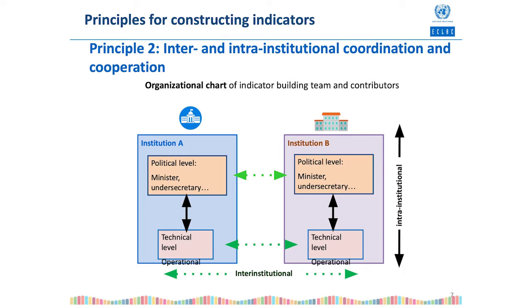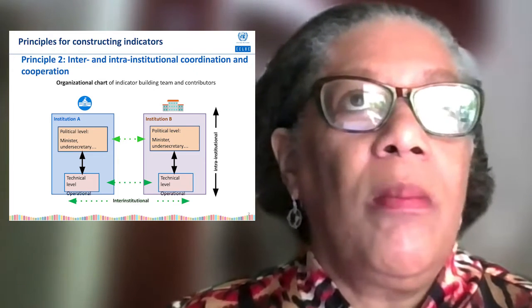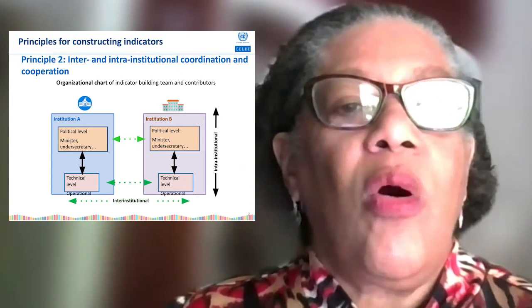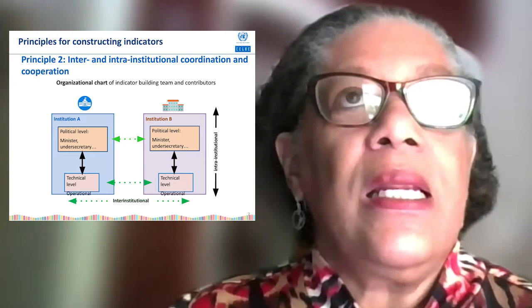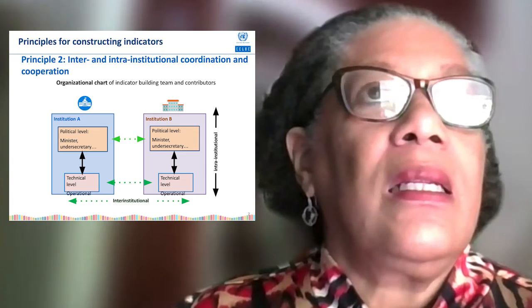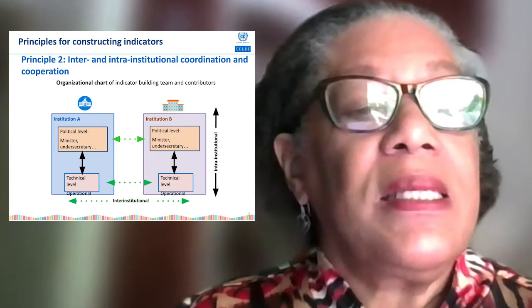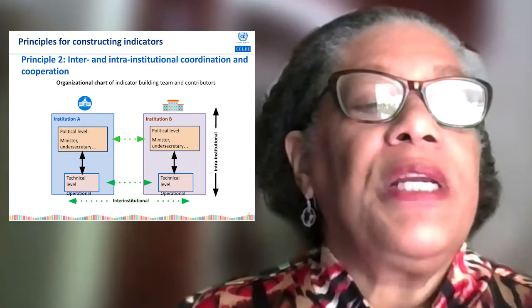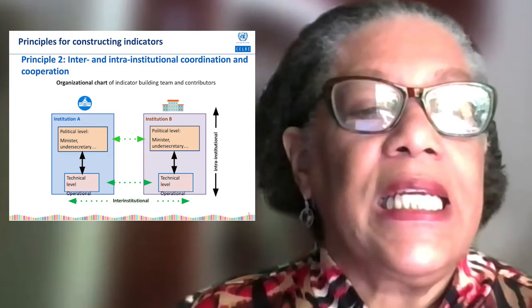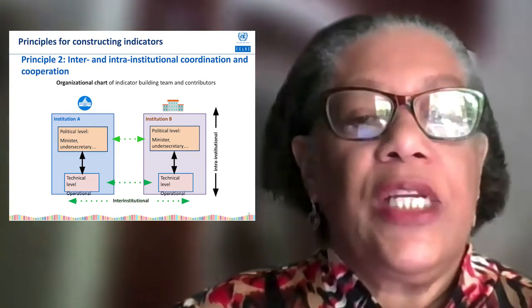So principle 2, which is the inter and intra-institutional coordination and cooperation. Under inter-institutional coordination and cooperation, we look at work between one or more institutions to come up with the indicator sets. In intra-institutional cooperation, we look at cooperation between and among persons in a particular institution. For example, between the political leaders, the policymakers, and their cooperation with the technical level persons. And this would work also with interinstitutional cooperation and coordination.